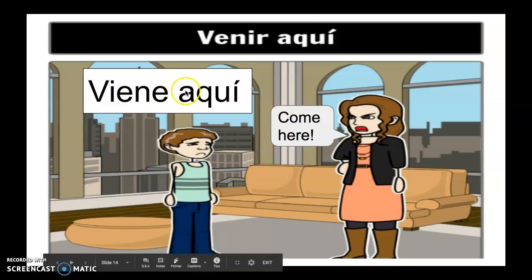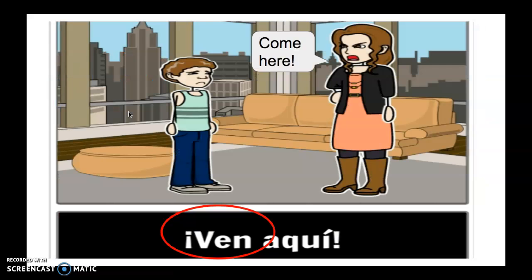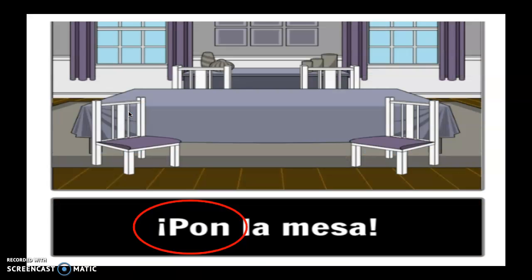Venir aquí, this is a verb that looks a lot like tener, like tengo, tienes, tiene. So that he, she, you formal would be viene. Viene has a little bit of a stem change here. Viene aquí, that's how you would normally think to change it, to say come here. But they don't use that. They just say ven aquí. Ven aquí, come here. Instead of poner la mesa, they don't use pone to say set the table. They say pon la mesa.